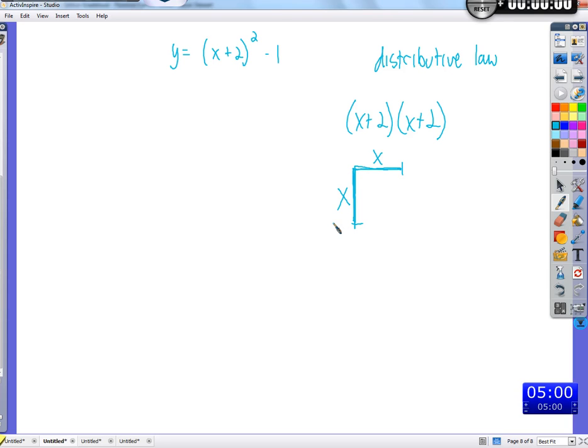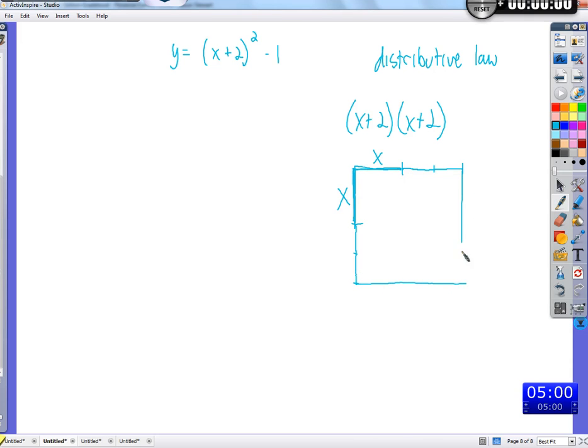We could stretch this out if we wanted to. But if this is x, then this distance would be the same. That's the important part. Okay? And let's say that this represents 1, 2. So that's x and 2. x plus 2 is this side, and x plus 2 on this side would look like that. Try to make those distances about the same.